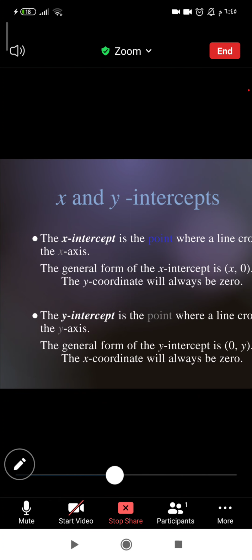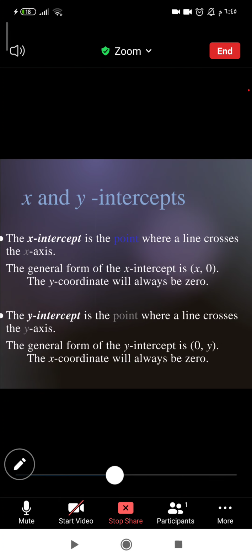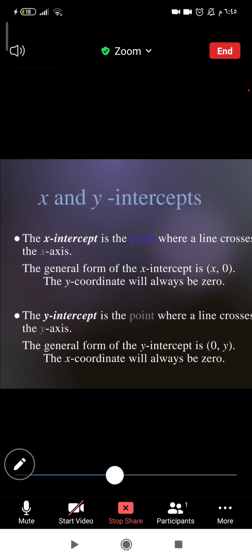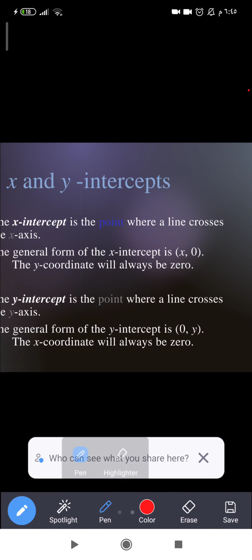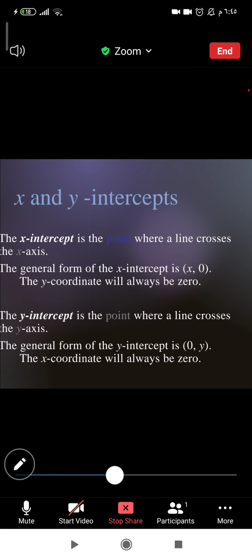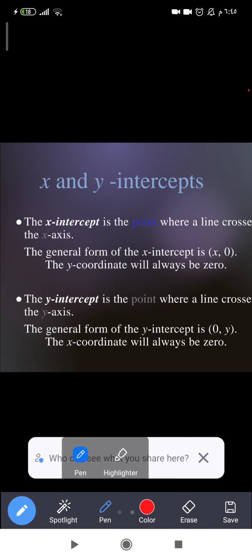Now, the x-intercept is the point where a line crosses the x-axis. The general form of the x-intercept is (x, 0). Look, always y must be 0. Now, number 2, the y-intercept is the point where a line crosses the y-axis. The general form of the y-intercept is (0, y). The x-coordinate will always be 0.